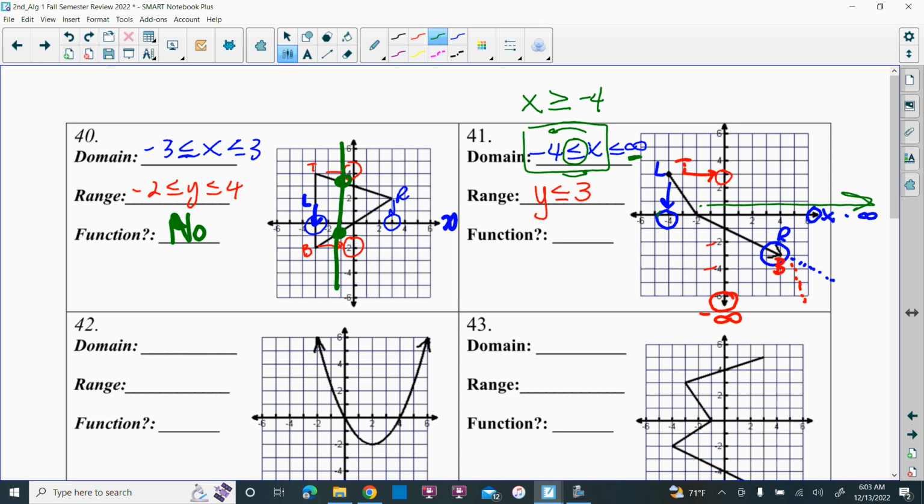And is this a function? This answer was yes. It does pass the vertical line test. If I draw a vertical line there, or there, or there, it touches only once.